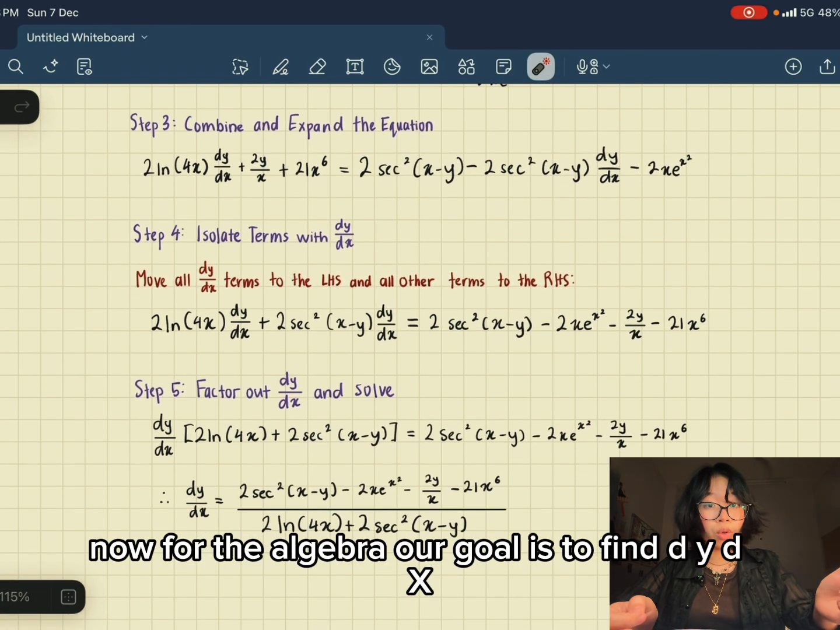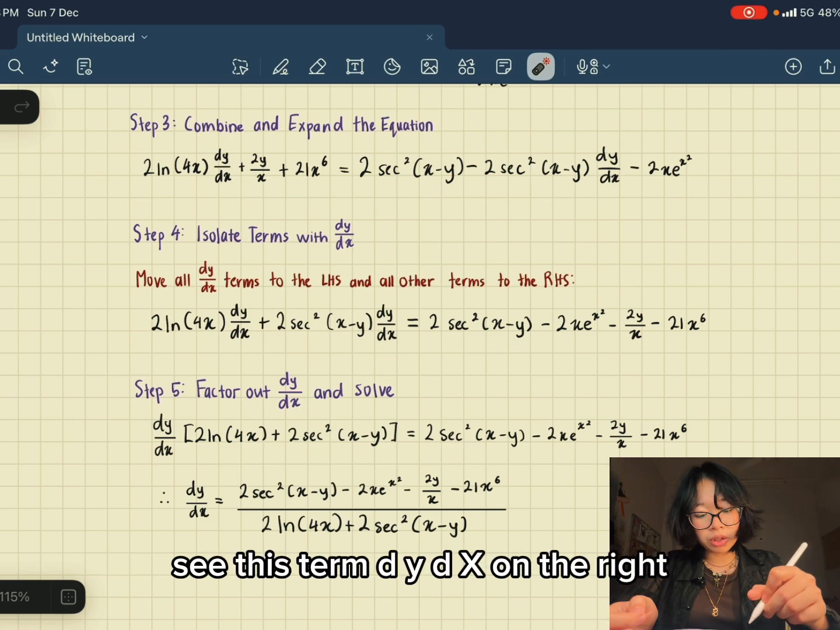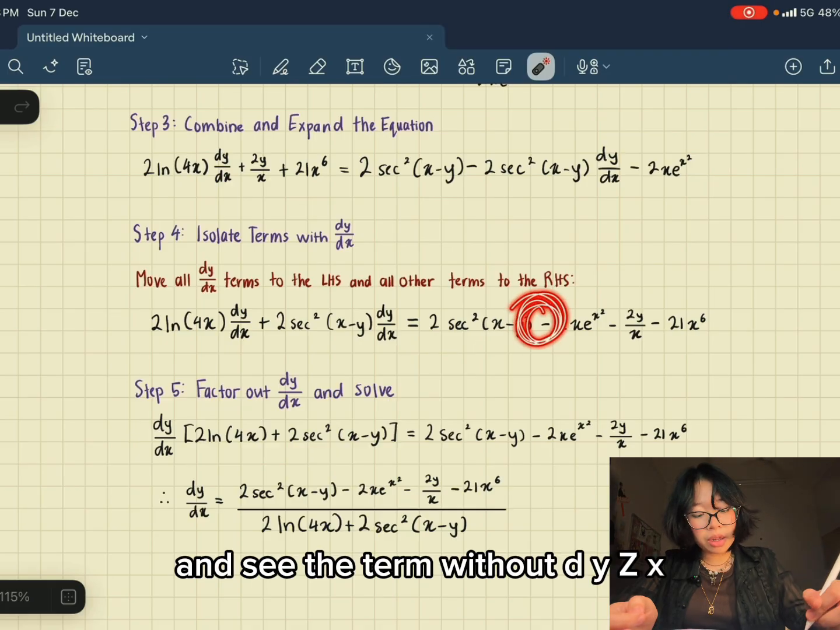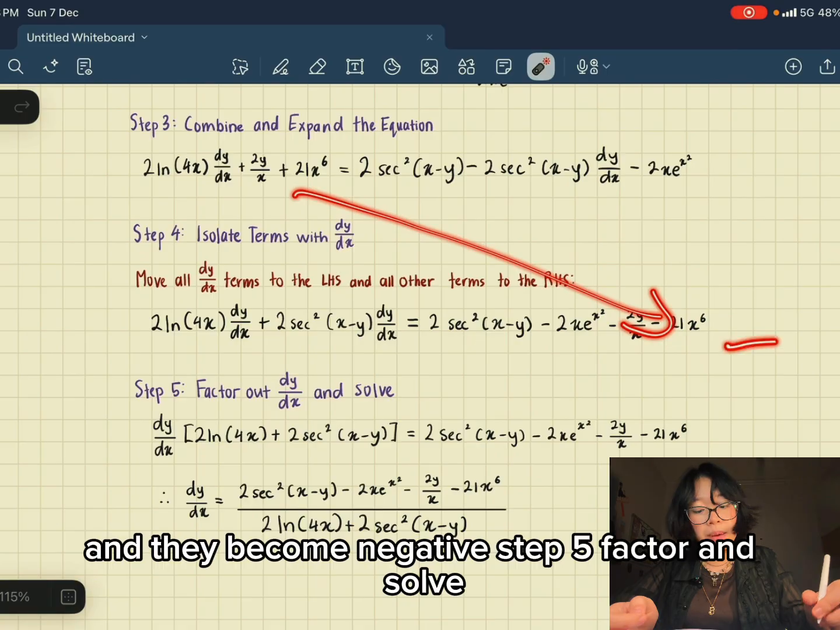Now for the algebra, our goal is to find dy/dx. In step 4, we have to move everything around. See this term dy/dx on the right, we move it to the left-hand side and it becomes positive. And see the terms without dy/dx, the 2y over x and 21x to the power of 6. We move them to the right-hand side and they become negative.